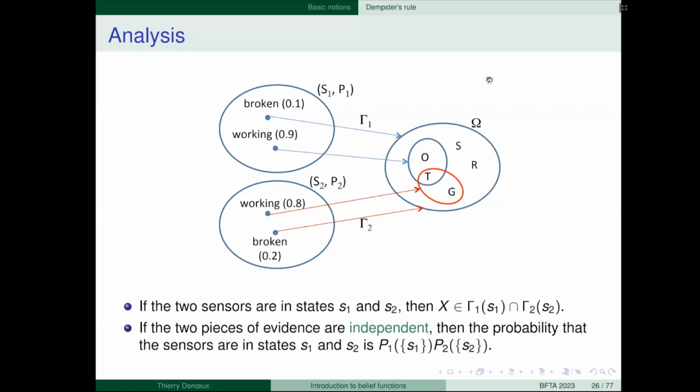What is the probability that both sensors are working? Here we need an assumption of independence. If the two sensors fail independently, the probability that they are both working is the product of the probabilities. So we can take each pair of interpretations, seeing the elements of S1 and S2 as interpretations of the evidence, and assign to each pair the intersection of the images by gamma 1 and gamma 2. On the product space S1 cross S2, we consider the product measure, just computing the product of probabilities.